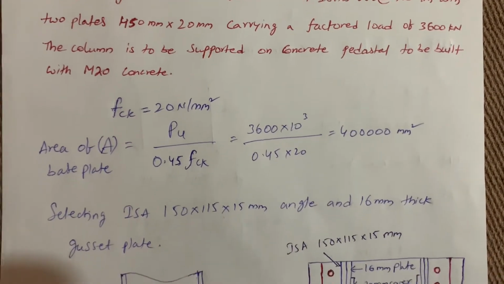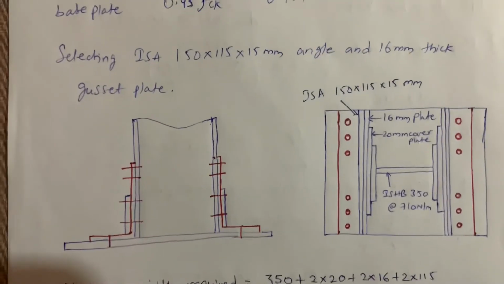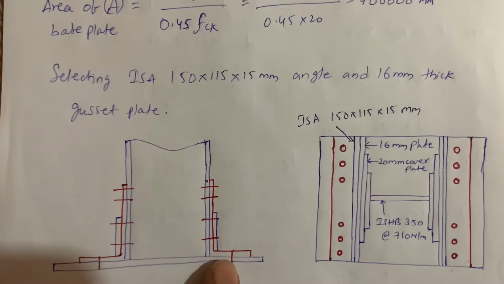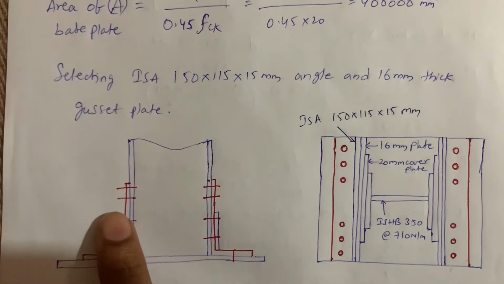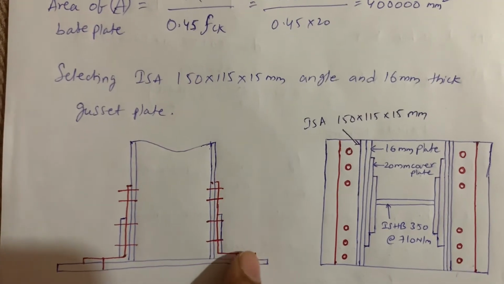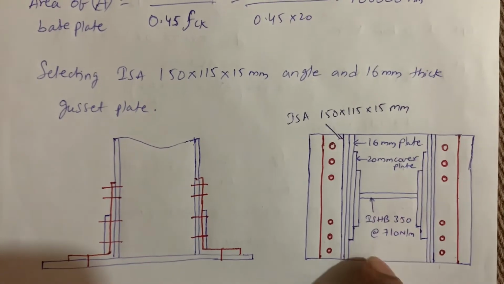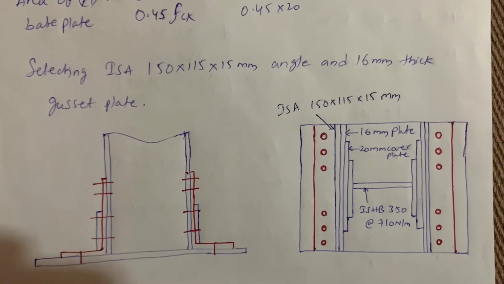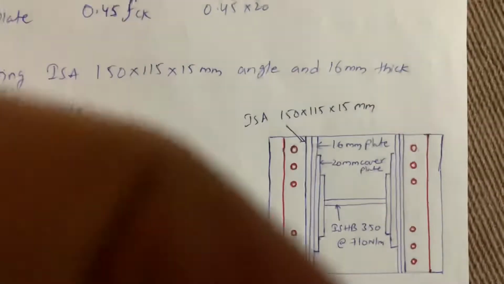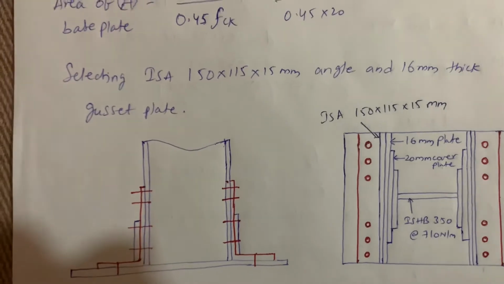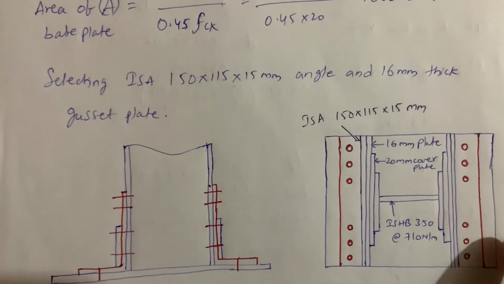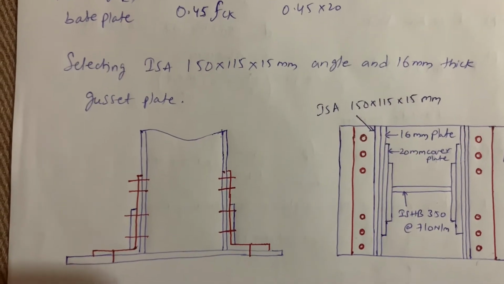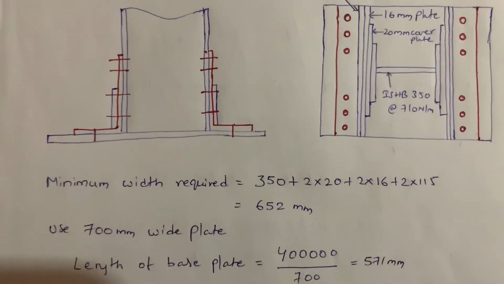I'll show you the diagram. This is the side view of that column, and these are the connections, and these are the plates and angle sections. This is the top view. This is ISHB 350, which is given as 710 Newton per meter, and this red colored portion is the plates. These are bolts which are connected to this plate. For this we are going to design the gusset base.